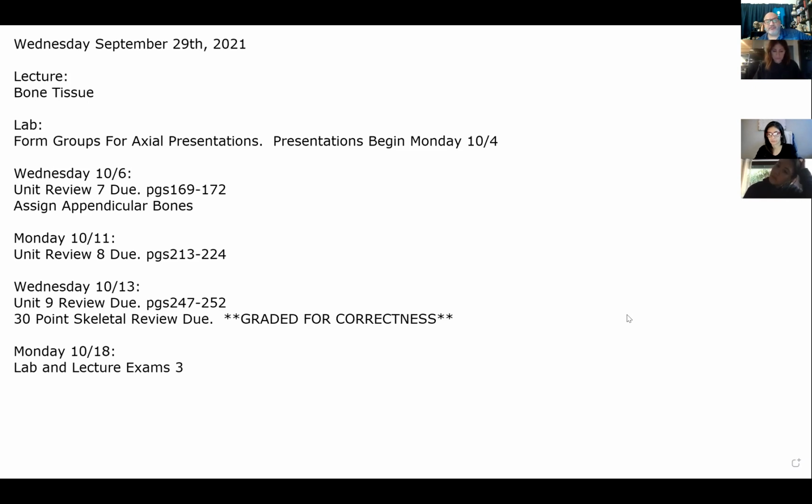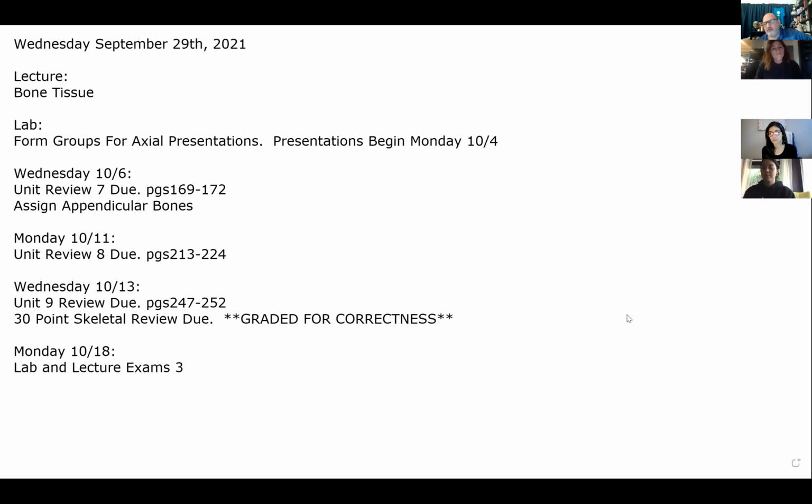However, also on the 13th, and notice it's the last possible day that it could be due, is a 30-point skeletal review. Now, again, this is going to be something that is graded for correctness. And when people see something worth 30 points and that when they get something wrong, they lose points for it, they want to start working on it right away. But hopefully, as you've seen by looking through the modules, it's not available yet.